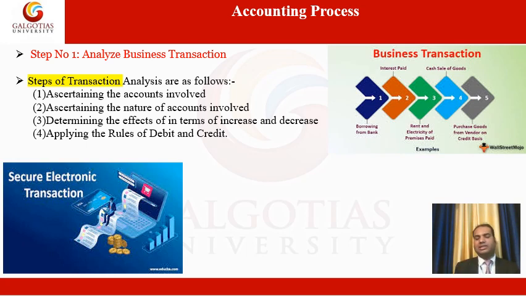For example, if it is a real account, then the rule will be: what comes in, debit; what goes out, credit. And in case of nominal account, expenses and losses are always debit, and income and gain are always credit. And in case of personal account, receiver is always debit and giver is always credit, right? So it is very important. Ascertaining the nature of account is very important, so that you can apply the golden rules effectively, right?